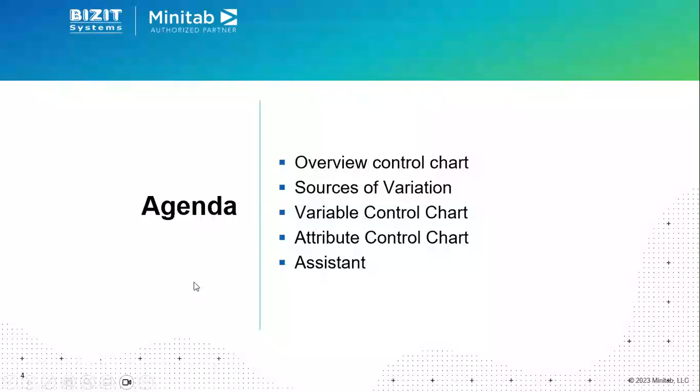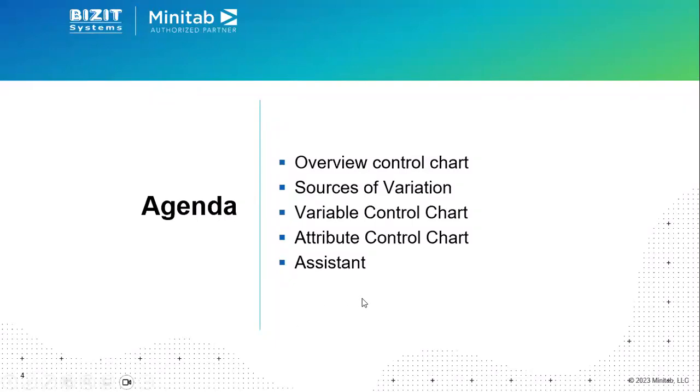Okay. And so today our agenda is, we look at the overview of the control chart itself. What is meant by a control chart? How will a control chart help you to solve your problem? And then inside the control chart, actually, we want to look at the variation. We want to study the variation. As we know, we have two types of variation. So today we go for the sources of variation itself.